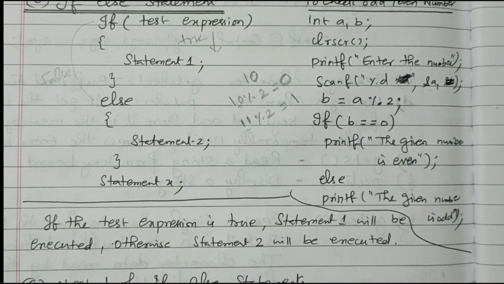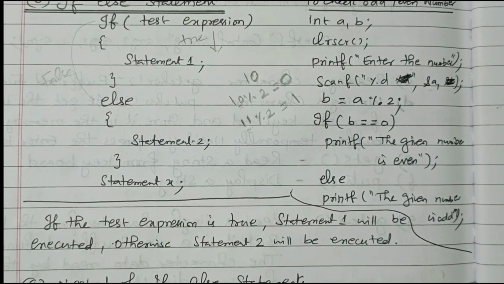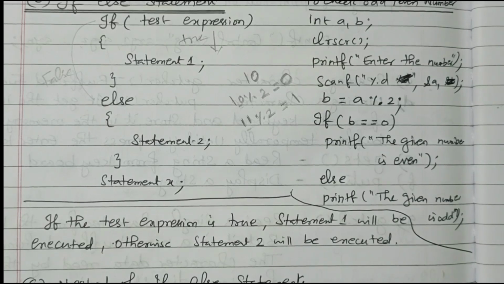So in this video, we discussed the decision making and branching if statement. First two types: simple if and the if else statement. Simple if means only the test condition, the true part, is available. If else means both the true part as well as the false part set of statements are available.